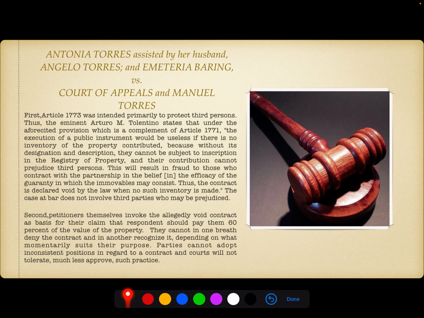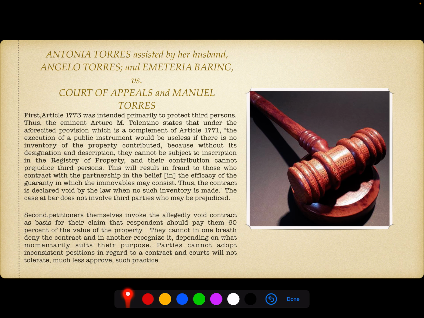So, the Supreme Court, I'll just discuss the important points. The Supreme Court here said that Article 1773 was intended to protect third persons. In this case, the parties did not execute a public instrument and did not register it with the Registry of Deeds. That's why the sisters were saying there was no partnership, because they failed to comply with Article 1773. Note, as I've mentioned earlier, failure to comply with 1773 will make the partnership void.